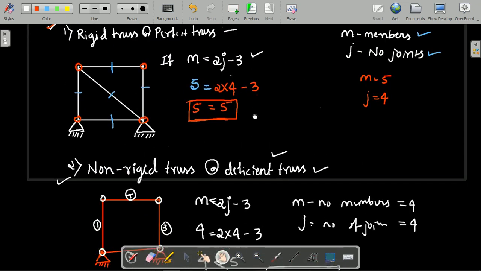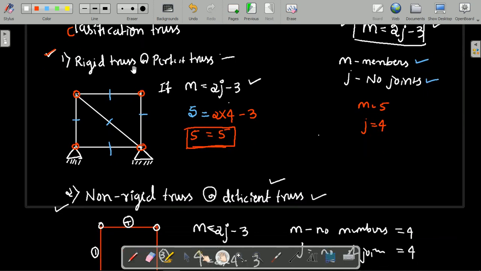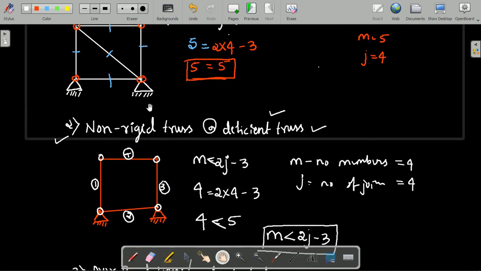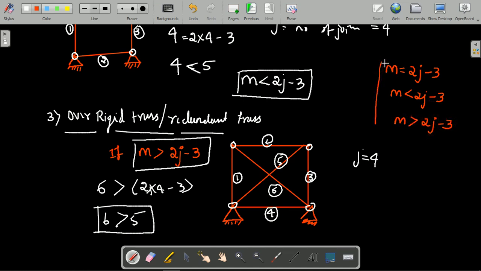You may get a question in the exam asking what you mean by a truss, and to write the different classifications. Rigid truss if m is equal to 2j minus 3; redundant or deficient or non-rigid if m is less than 2j minus 3; over rigid if m is greater than 2j minus 3. You need to remember these conditions. These are all the different types of trusses we usually observe in day to day life.